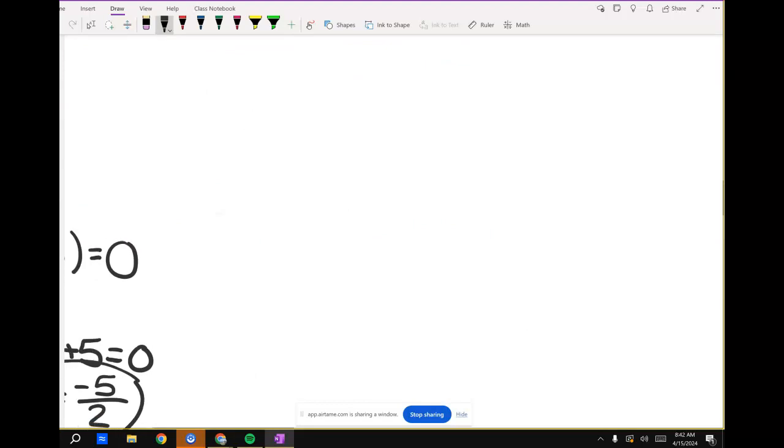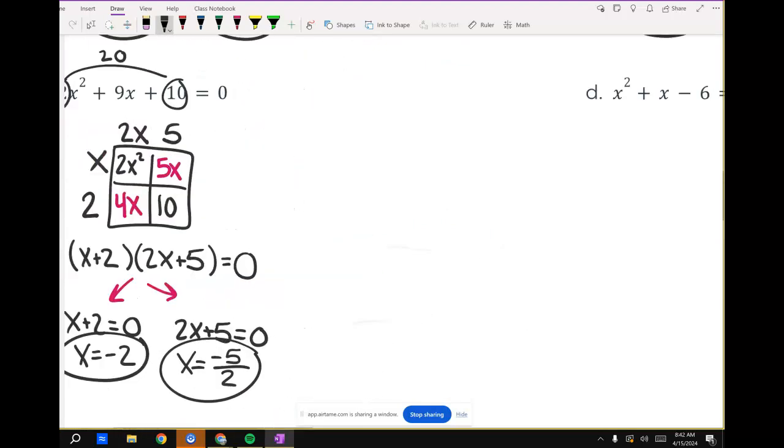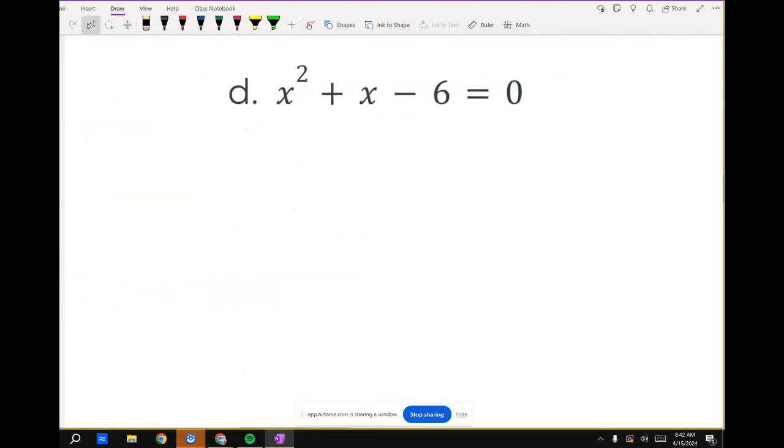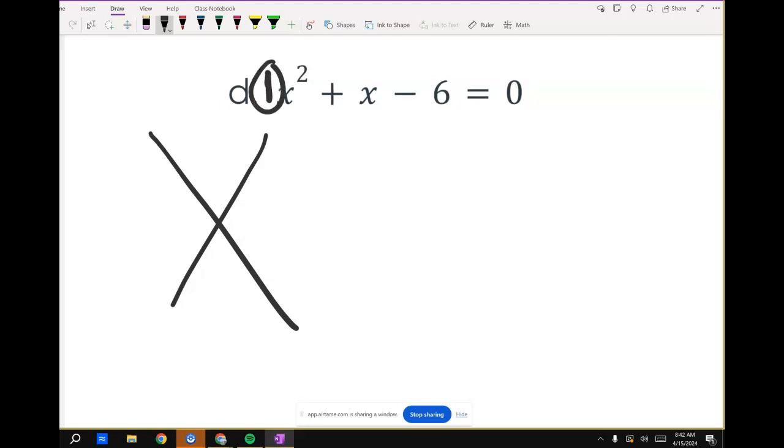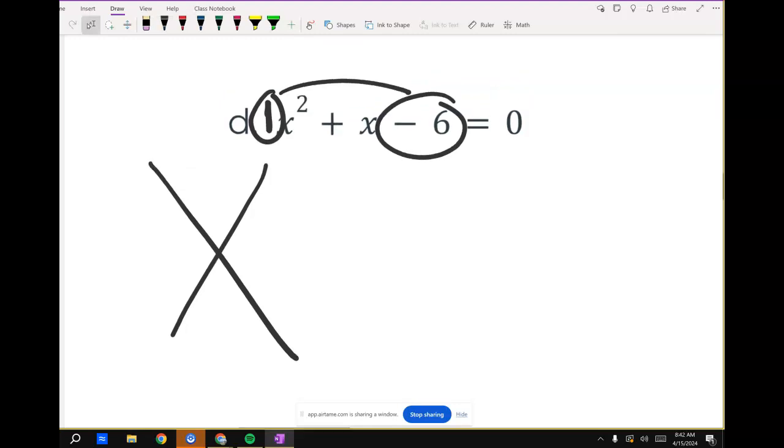Last one is good practice to just use our shortcut, having an understanding of how it works and why it works. So setting this up, our A term is 1, so we're taking 1 times negative 6, which is negative 6, so that goes at the top. And my B term is a positive 1, so now that goes to the bottom. So we multiply to negative 6, we add to 1.